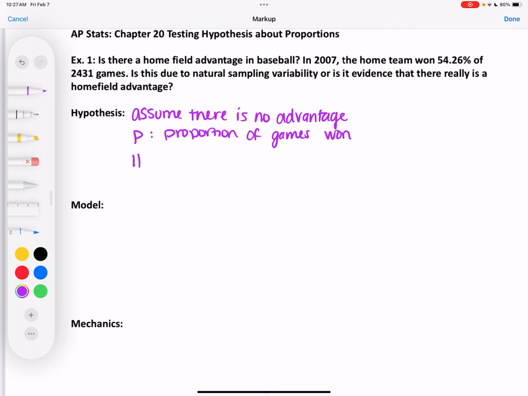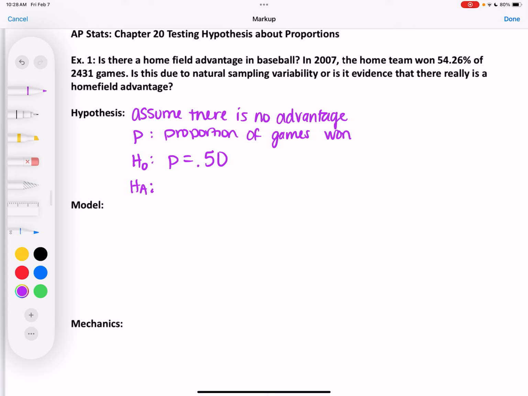So we're going to have our null and our alternative hypothesis. So the null is that there's no change. So if there is no home field advantage or disadvantage, however you want to think about it, then our win percentage should be exactly 50-50. Basically 50% of the time you win, 50% of the time you lose. So this would mean that P equals 0.50.